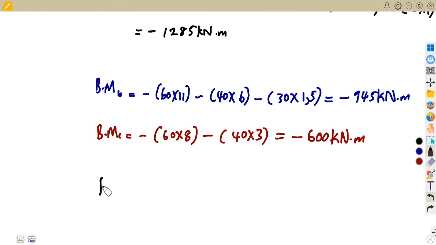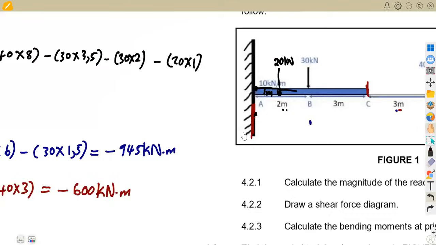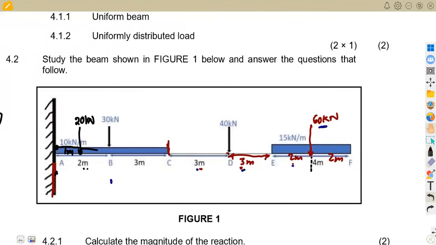All right, then we move on to the bending moment at D. You consider at D, in this case, this is where we have our point D here.